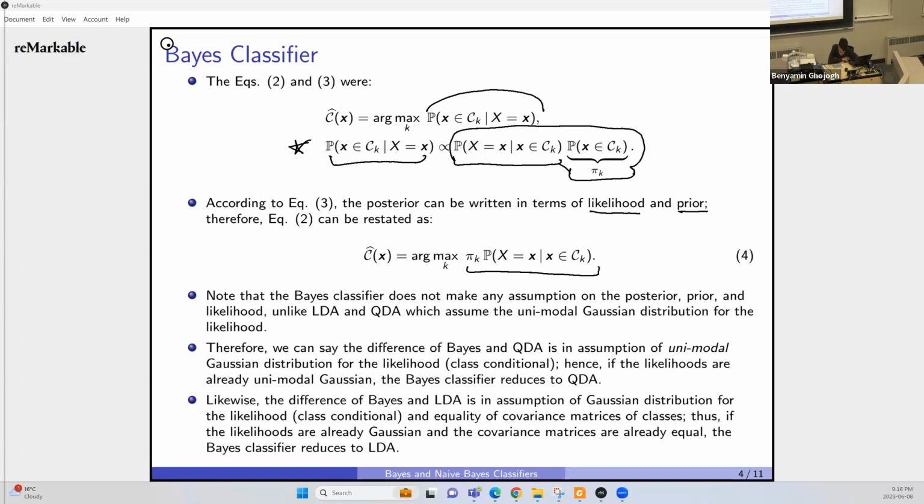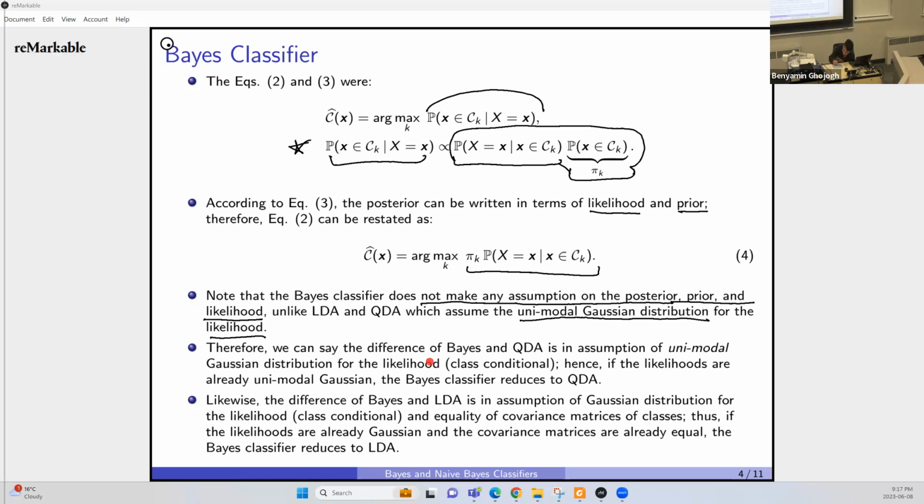Now, note that the Bayes classifier does not make any assumption on the posterior, prior, and likelihood. Recall that LDA and QDA made assumptions. They assumed that the classes have Gaussian distribution, right? But this Bayes classifier doesn't make any assumption, so it's better. And also LDA and QDA assume a unimodal Gaussian distribution for the likelihood.